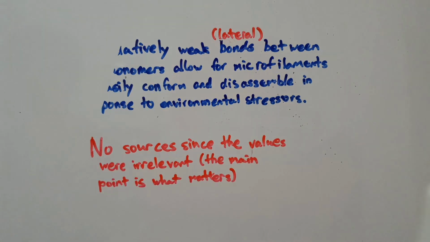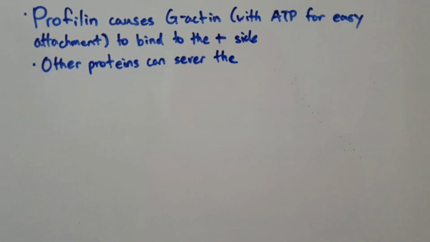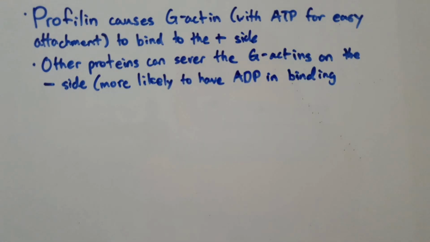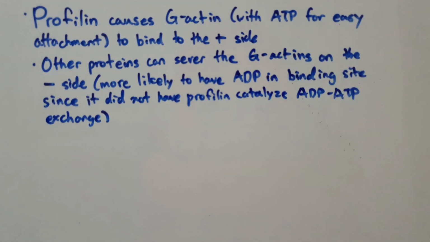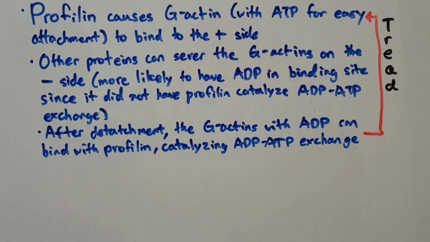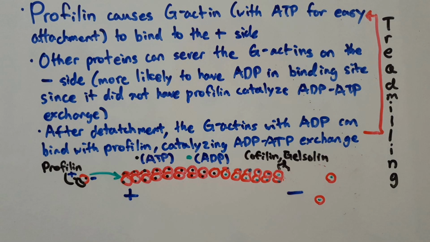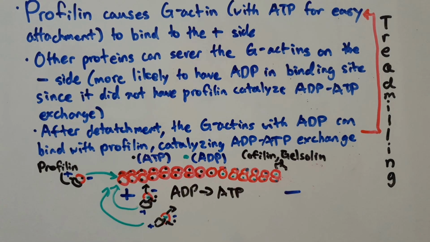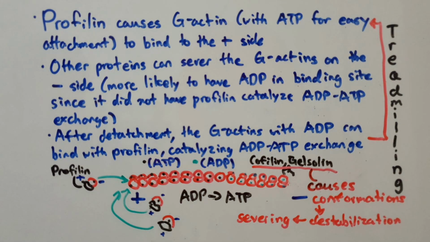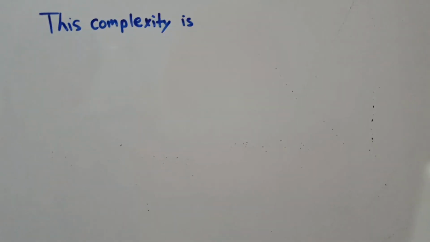Sources are here. Since profilin also causes these G-actins with ATP to mostly bond to the plus end of the G-actin chain, the ADP G-actins on the minus side could lose their bond with the chain, receive an ATP through the profilin, then proceed on to the positive side. This process is known as treadmilling since it looks like the G-actins on the negative side are disappearing and reappearing on the positive side. Other proteins like cofilin and gelsolin can sever the chains by binding to them, causing conformations which then lead to destabilization of the bonds between the monomers, and others can act as caps by basically binding to one end of the chain.